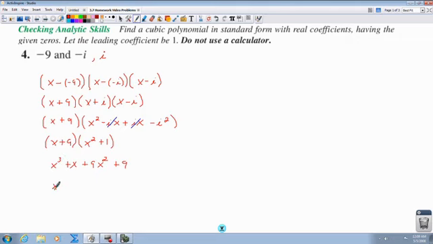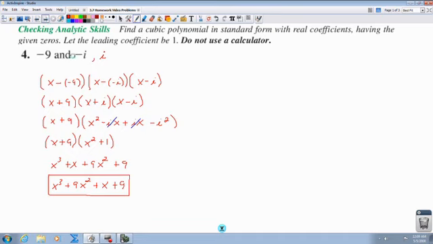So that would be x to the third power plus 9x squared plus x, and then plus 9. If you notice, this polynomial has a leading coefficient of 1, and it says let the leading coefficient be 1. And this polynomial will go through the given zeros and has a leading coefficient of 1. And that concludes problem number 4.